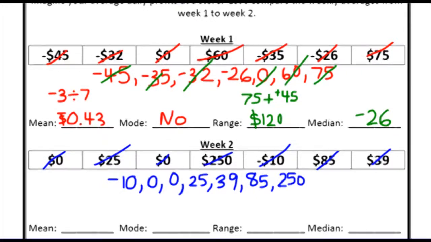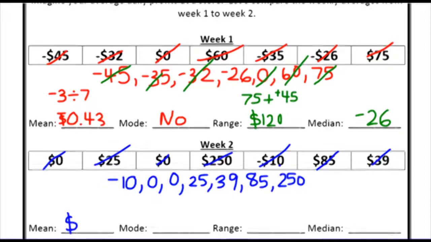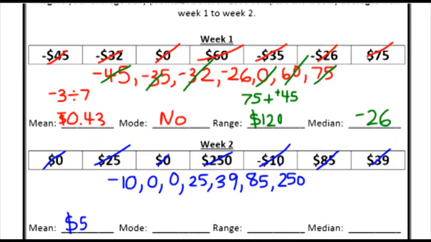There are 1, 2, 3, 4, 5, 6, 7. 7 days in a week, 7 values. So I do 389 divided by 7. You should get $55. Again, we're dealing with a word problem, so you have to have a unit. $55 and 57 cents.